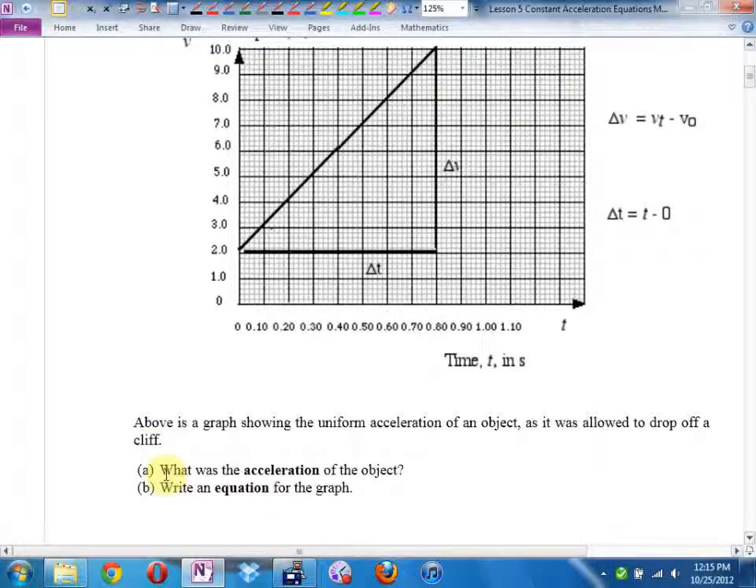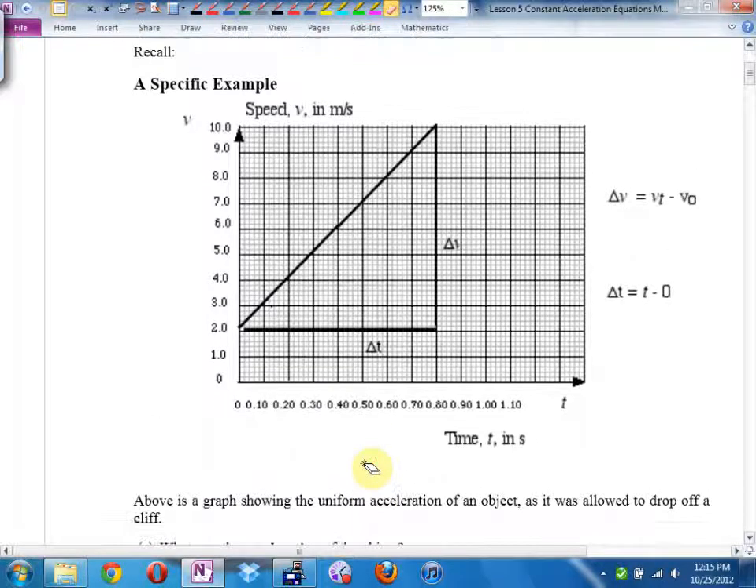Part A asks, hey, what's the acceleration of the object? How can I find the acceleration from a speed or velocity time graph? Where does it show up? Slope. You know what? Let's go rise over run. And they were nice enough to draw the triangle for me. So I'm going to go right there, right there. Hey, what's my rise? Do the math. Count, or maybe subtract. 8. 10 minus 2, 8, yes?